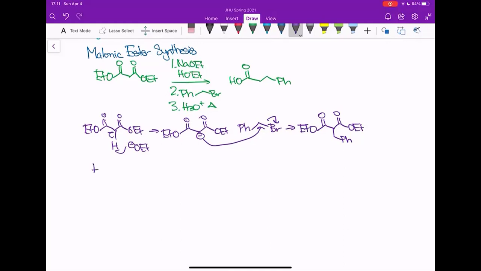I'll draw it out again, just in case you guys haven't seen it. But yeah, once we get here, your carboxylic acid is adjacent to another carbonyl. So then this heat will go ahead and decarboxylate the molecule.